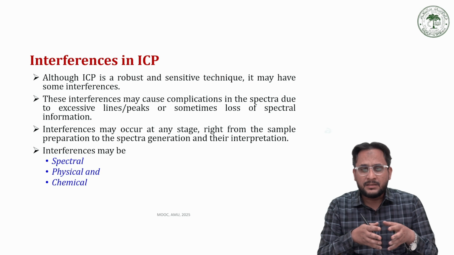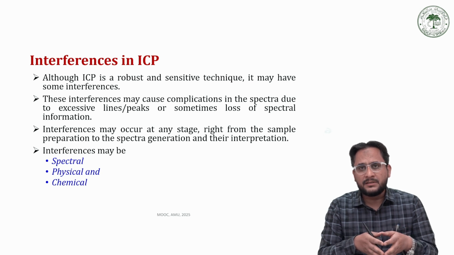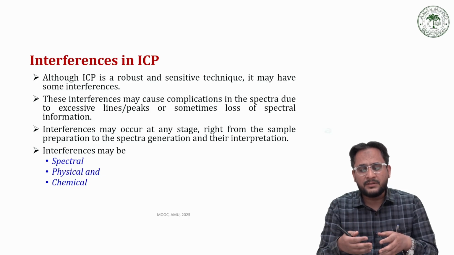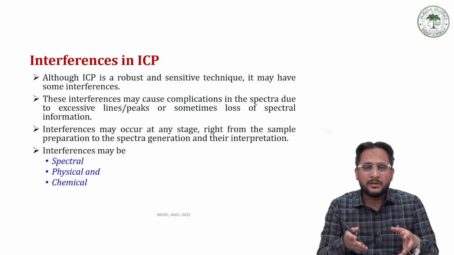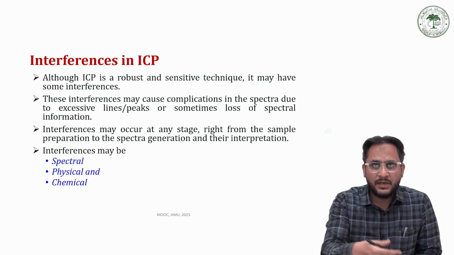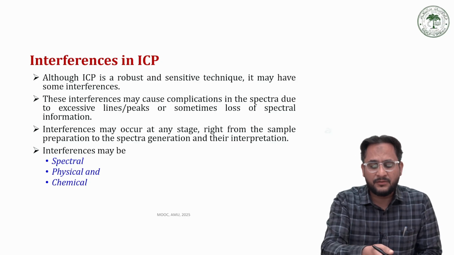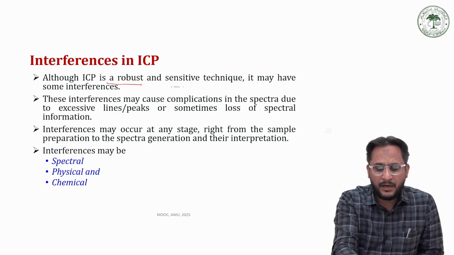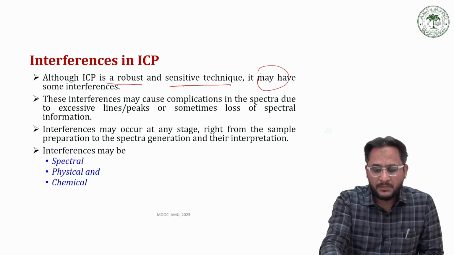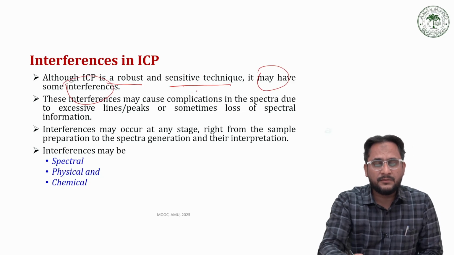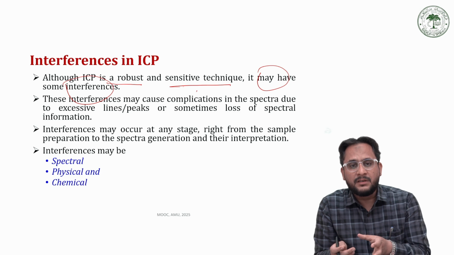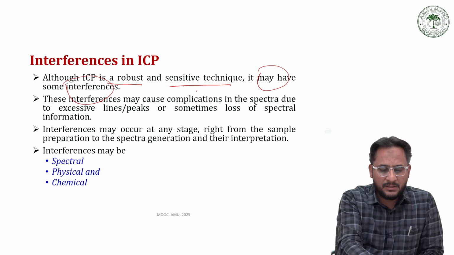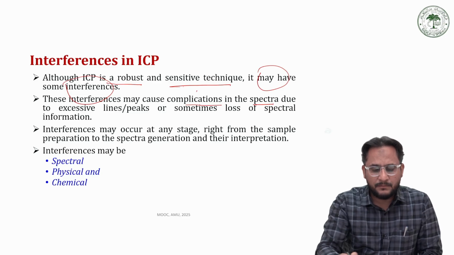But still there are possibilities of several interferences, although these interferences can be minimized, which ultimately makes our results more reliable as well as reproducible. We have to keep those points in mind to reduce these interferences. As I said, ICP is a robust and sensitive technique, but it has some interferences. Because it is very sensitive, it may detect impurities as well, or it may detect samples that are present from the previous run.